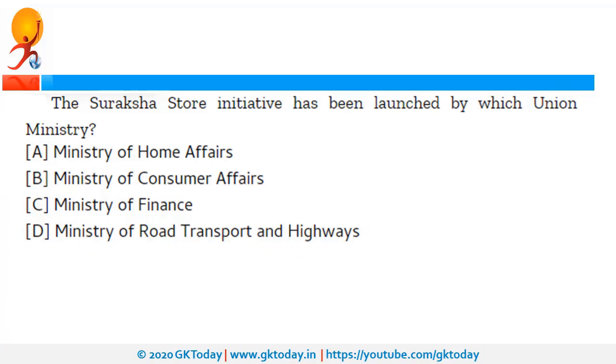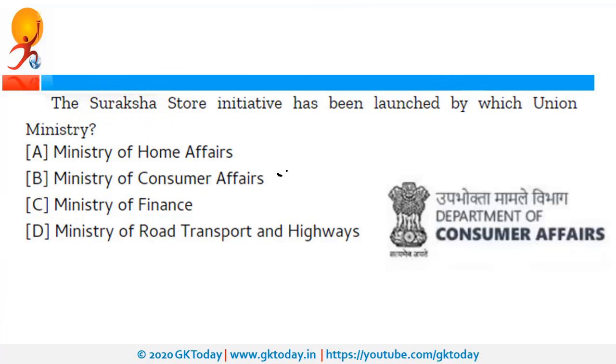The Suraksha Store initiative has been launched by which union ministry? So this initiative was started by the Ministry of Consumer Affairs, Food and Public Distribution. Why was it started? The aim of this scheme is to educate the Kirana store owners about the safety guidelines in order to prevent the transmission of this coronavirus.